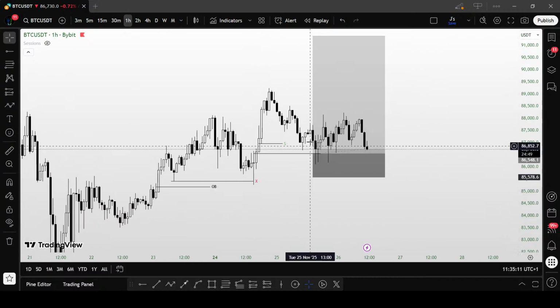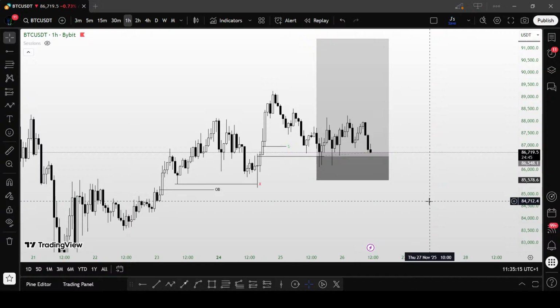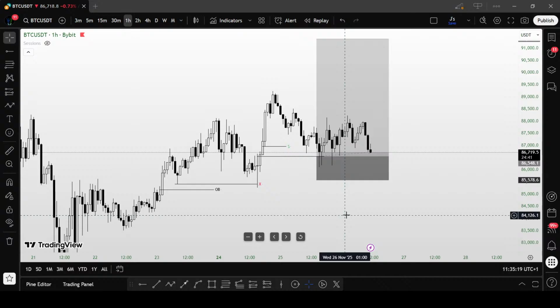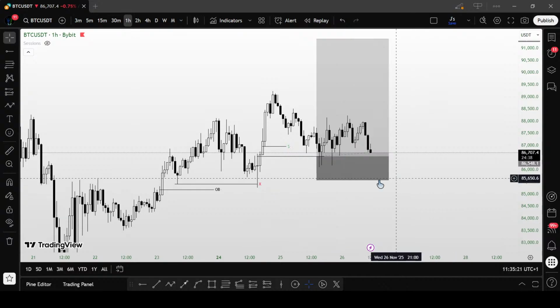So we have a little bit of a range here. I want to see what the manipulation is going to be like, and then we'll look out for the distribution as well.